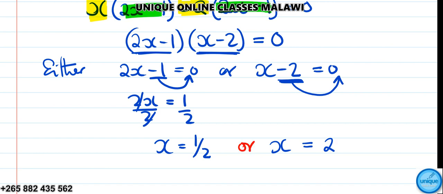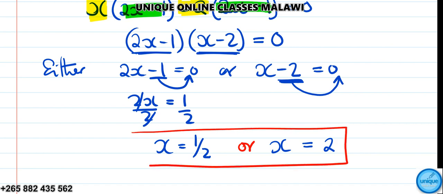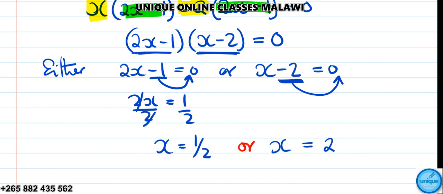So the values of x are positive half and positive 2. These are the answers.